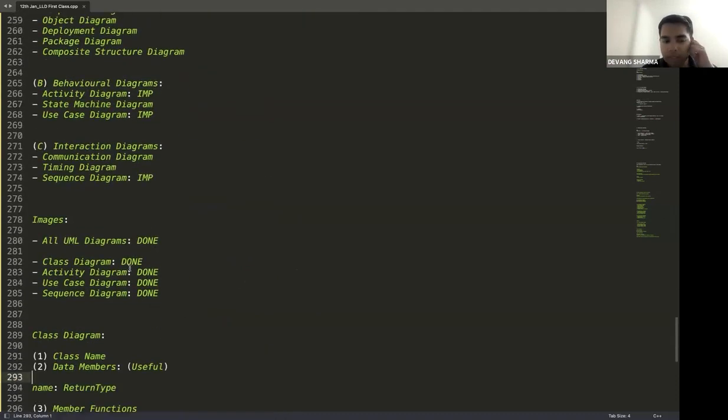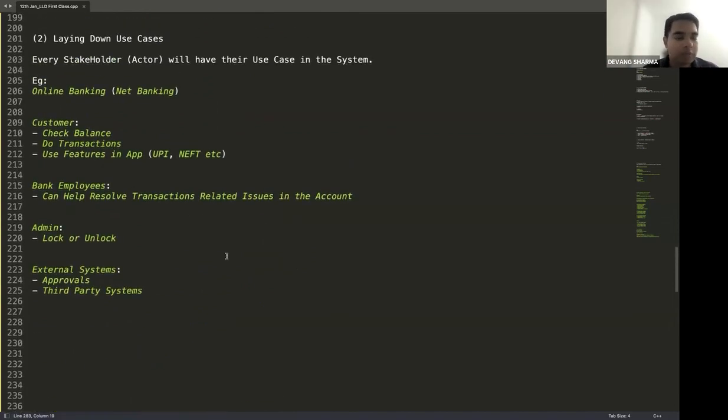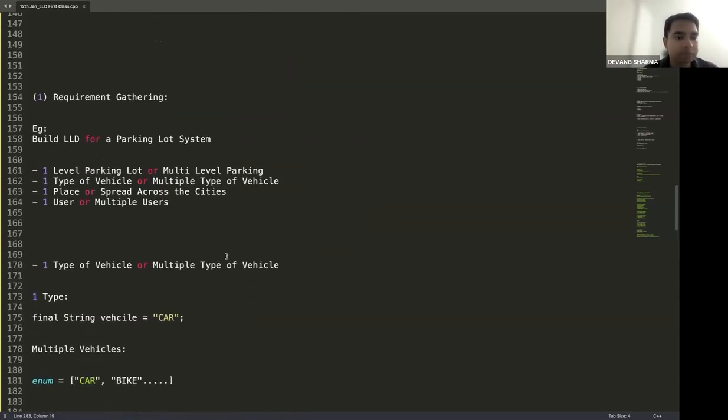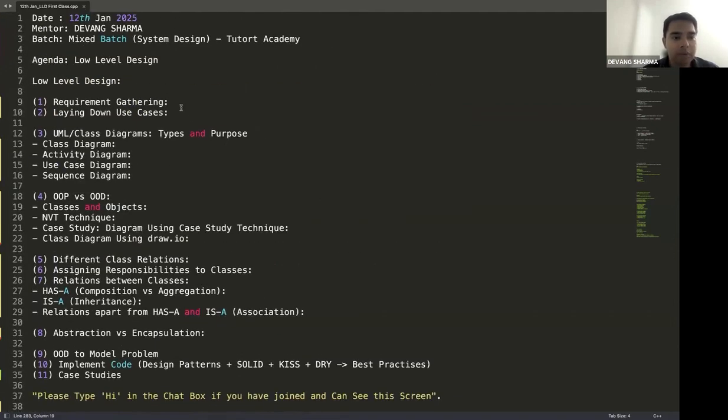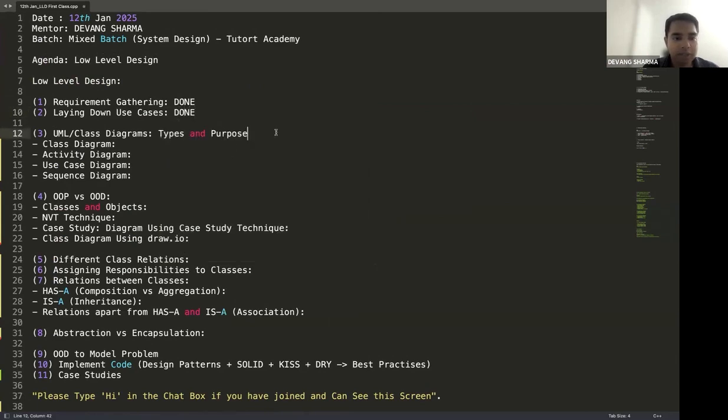All right, guys, quick check. These are the four diagrams that we need: class, activity, use case, and sequence. We have taken the example of these four. Later on, we'll be drawing the class diagram on draw.io as well. Okay. What have we covered so far? We have covered the requirement gathering. We have covered listing down use cases. We have covered the class diagram, activity diagram, use case diagram, sequence diagram. We have covered this much. Okay. Now we'll move to number 4, which is understanding object-oriented programming versus object-oriented design.